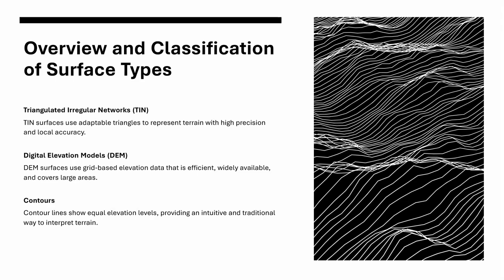Each of these is a different way of answering the same fundamental question. How do we turn discrete elevation points into a continuous model of the Earth? TINs emphasize precision and local accuracy. DEMs emphasize coverage and compatibility. And lastly, contours emphasize readability and tradition. As we go deeper, we'll see why engineers and surveyors choose one surface type over another depending on the context of their projects.